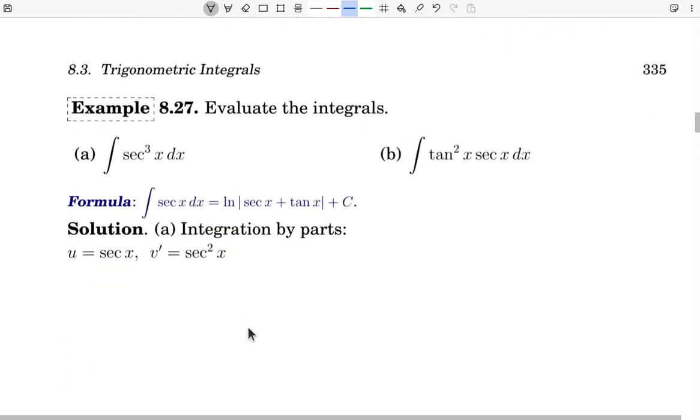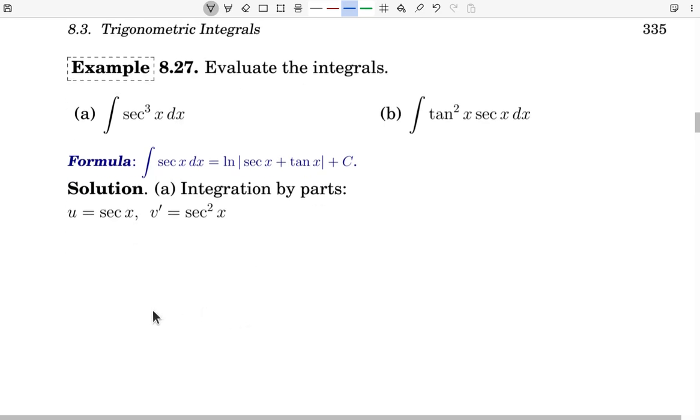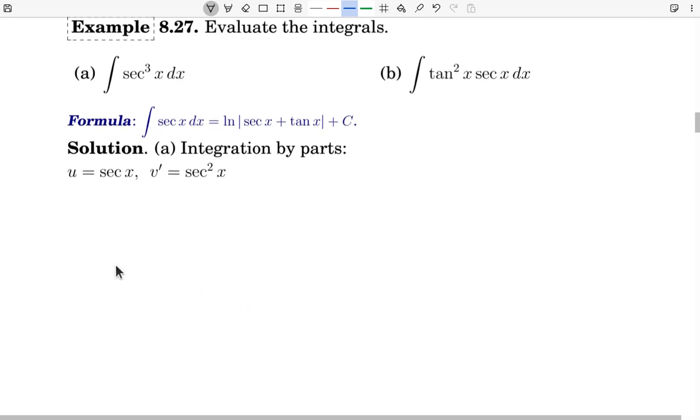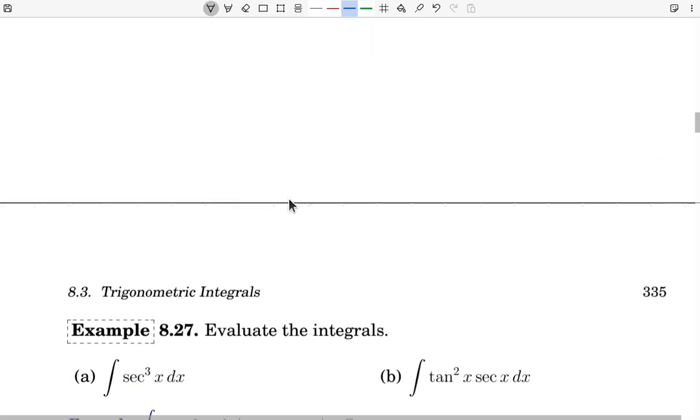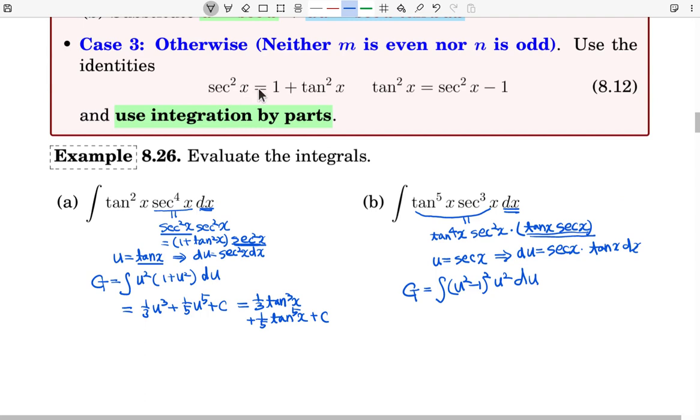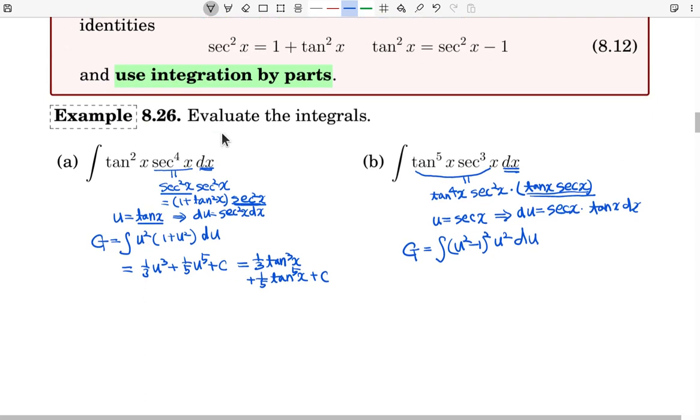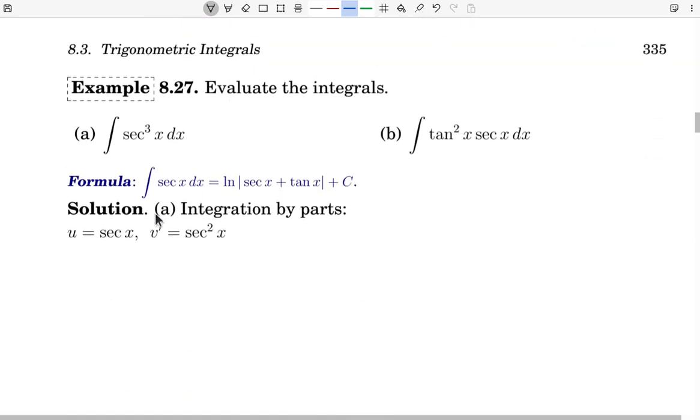Okay, let's try to evaluate this integral, sec cubed x. For that one, we cannot put aside sec squared, and we cannot put aside sec and tangent. There's no tangent here. So in this case, you may try to use the formulas and use integration by parts. So here the hint is given.